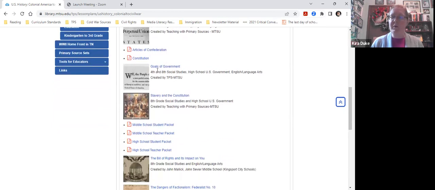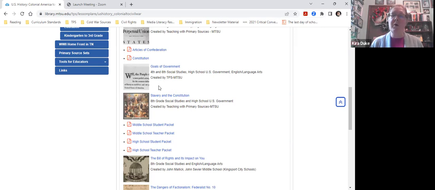Goals of Government. This is one that I wrote several years ago, where we look at the preamble to the Constitution, try to pick out what those core goals are, and then look at some primary sources from different points in American history to look at how we are trying to fulfill those goals.